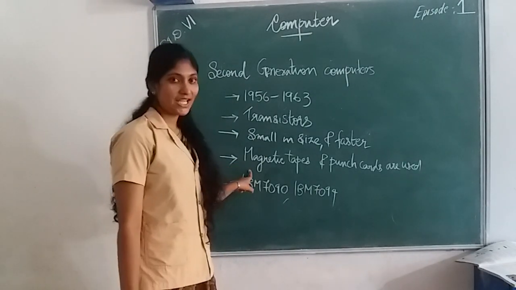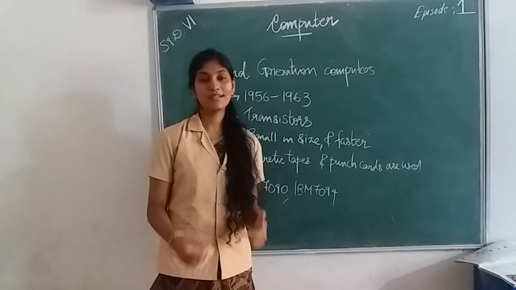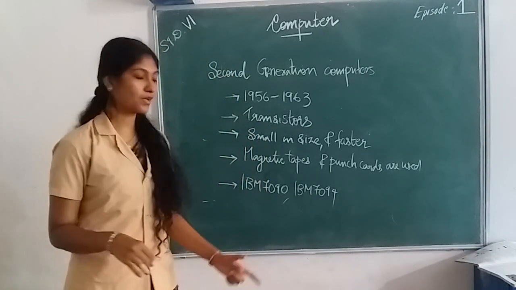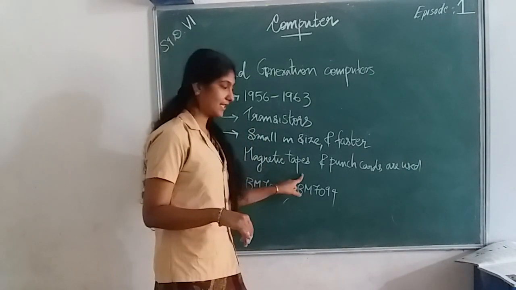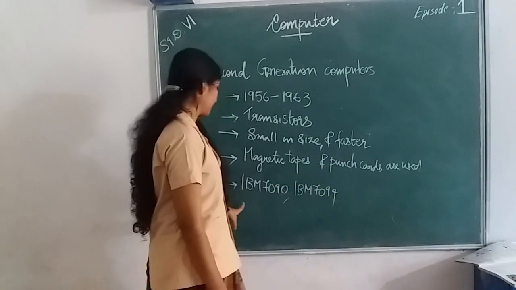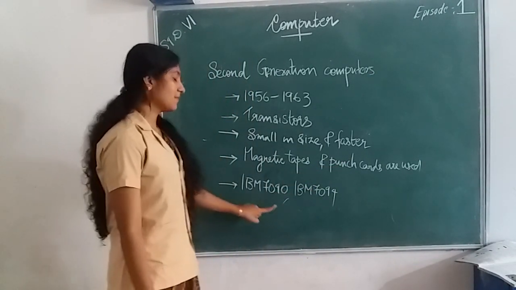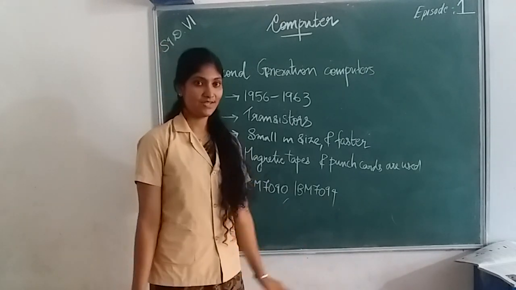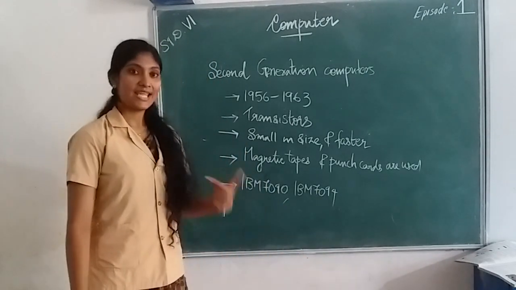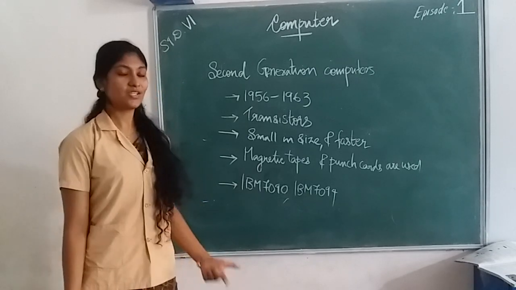Then magnetic tapes and punch cards are used for storing data. Next, examples of second generation computers are IBM 7090 and IBM 7094. Right? So next we are going to third generation computers.